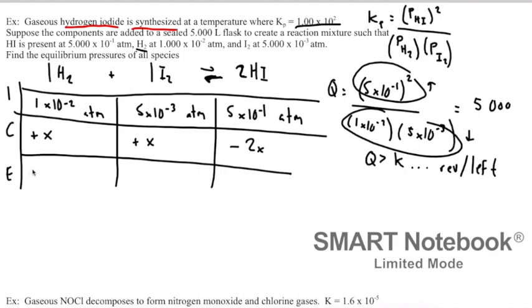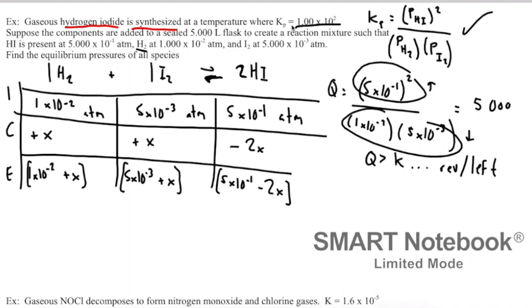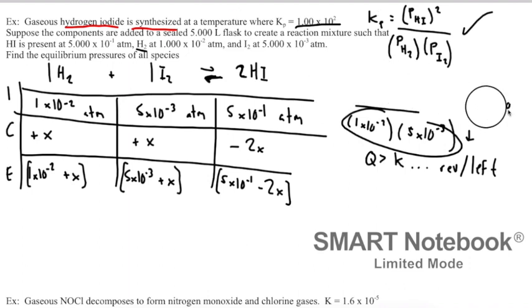I just have to write my equilibrium expression. 1 times 10 to the negative second plus x. 5 times 10 to the negative third plus x. 5 times 10 to the negative first minus 2x. Those are my equilibrium concentrations. Those are what I'm trying to find. I've got to solve for x, so I'll just plug these into this K expression that I've already written. That's why I suggest you write your K expression first.